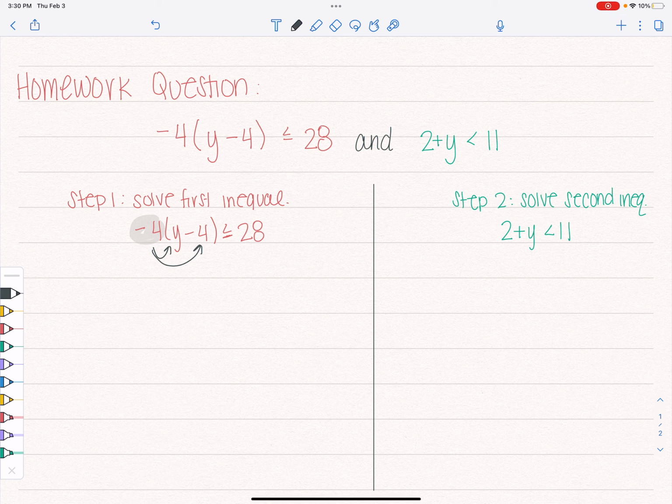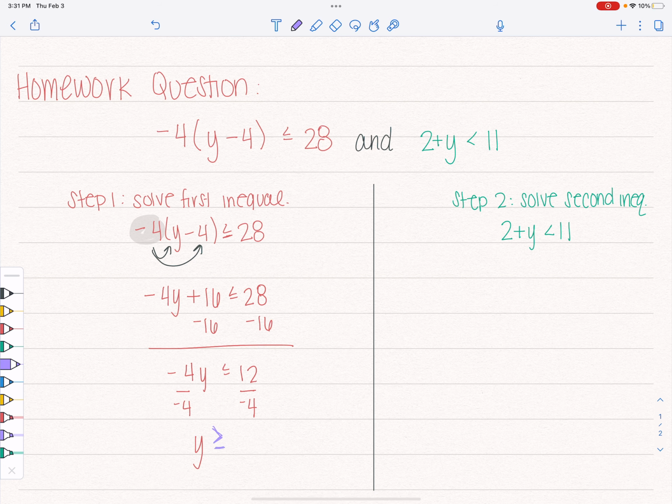And so we've got -4 times y is going to give me -4y. And then -4 times -4 is going to be positive 16, less than or equal to 28. Now I'm going to work on solving this, getting y by itself. So I'm going to subtract 16 from both sides. And so I'll have this, divide by -4, divide by -4. Since I divided by a negative number, I need to flip that sign. And so I have y greater than or equal to -3.